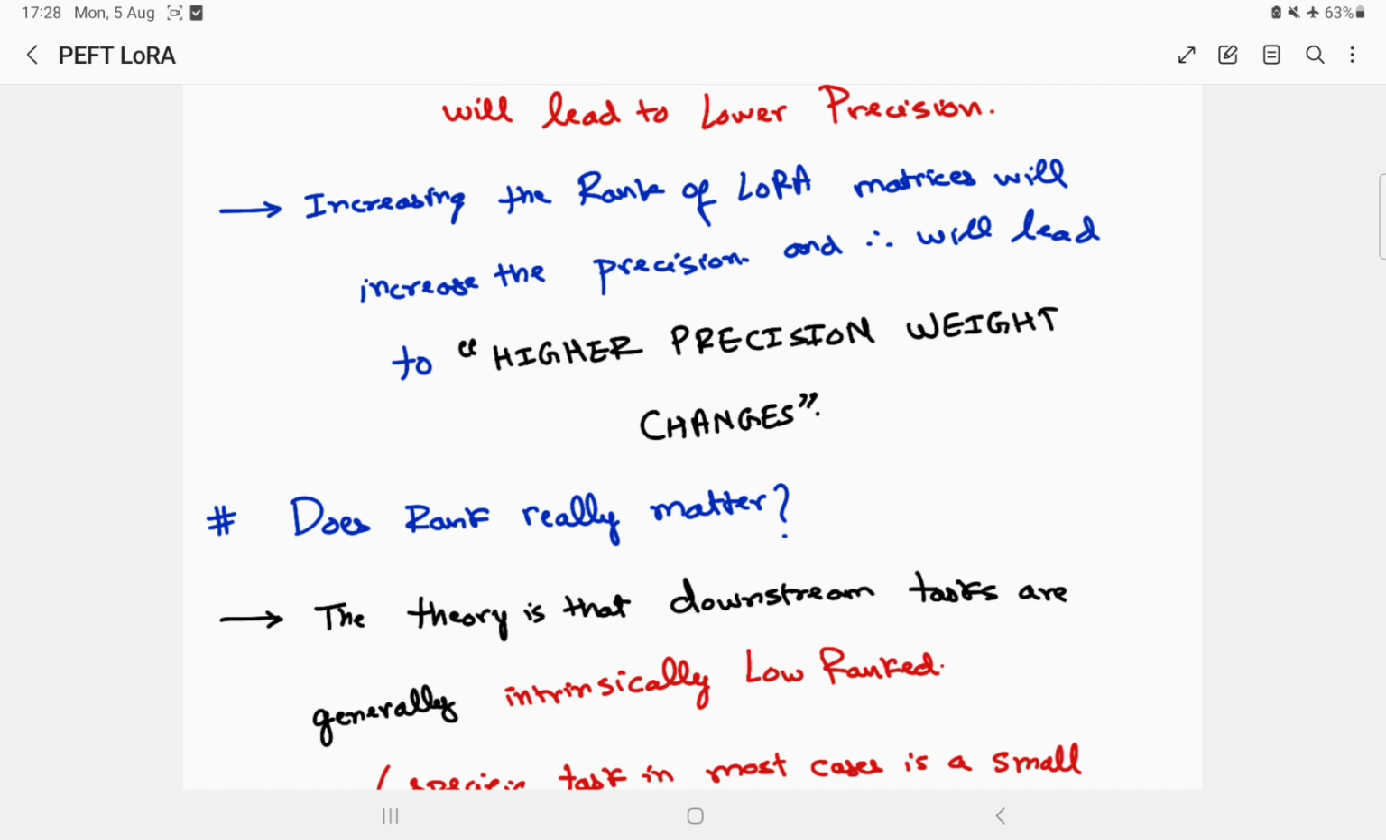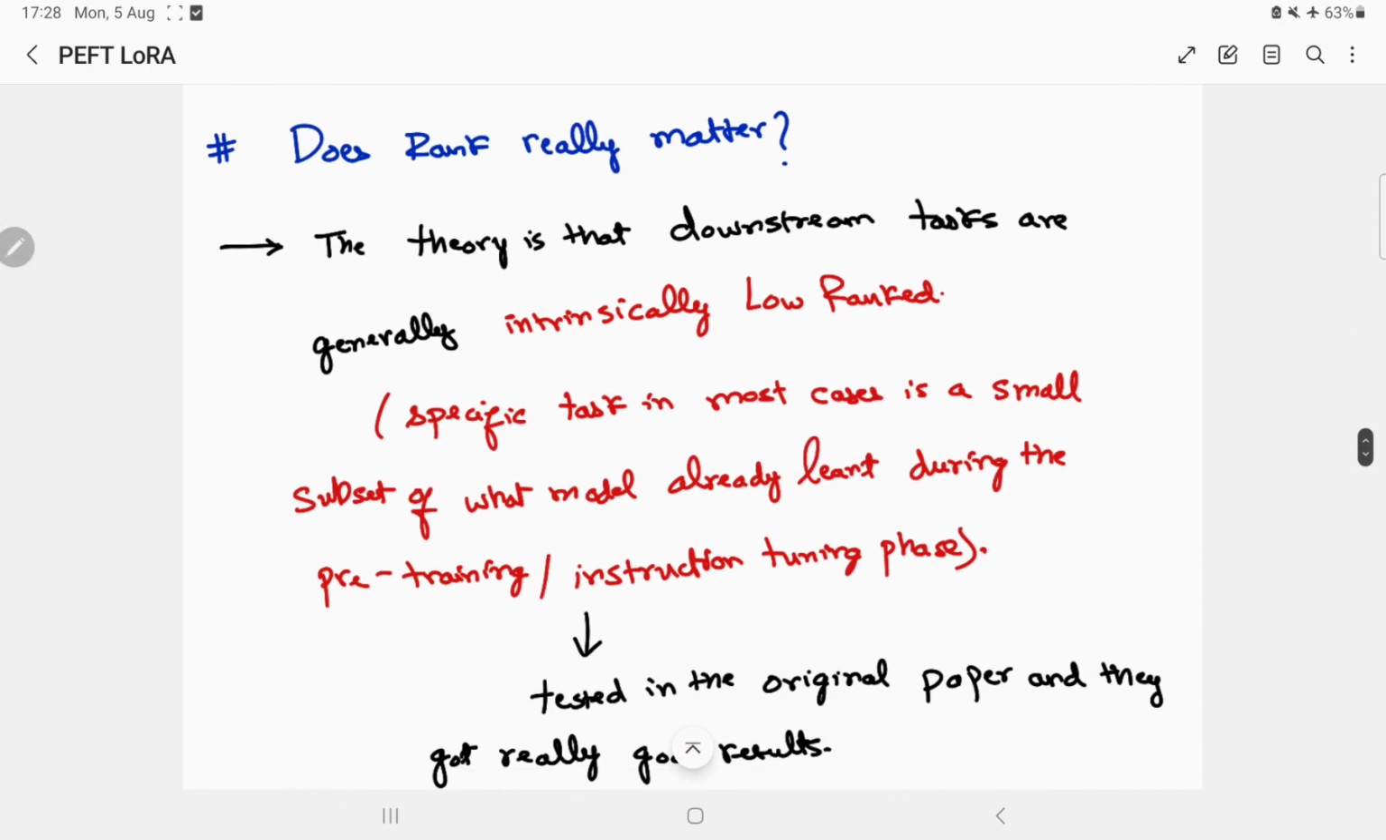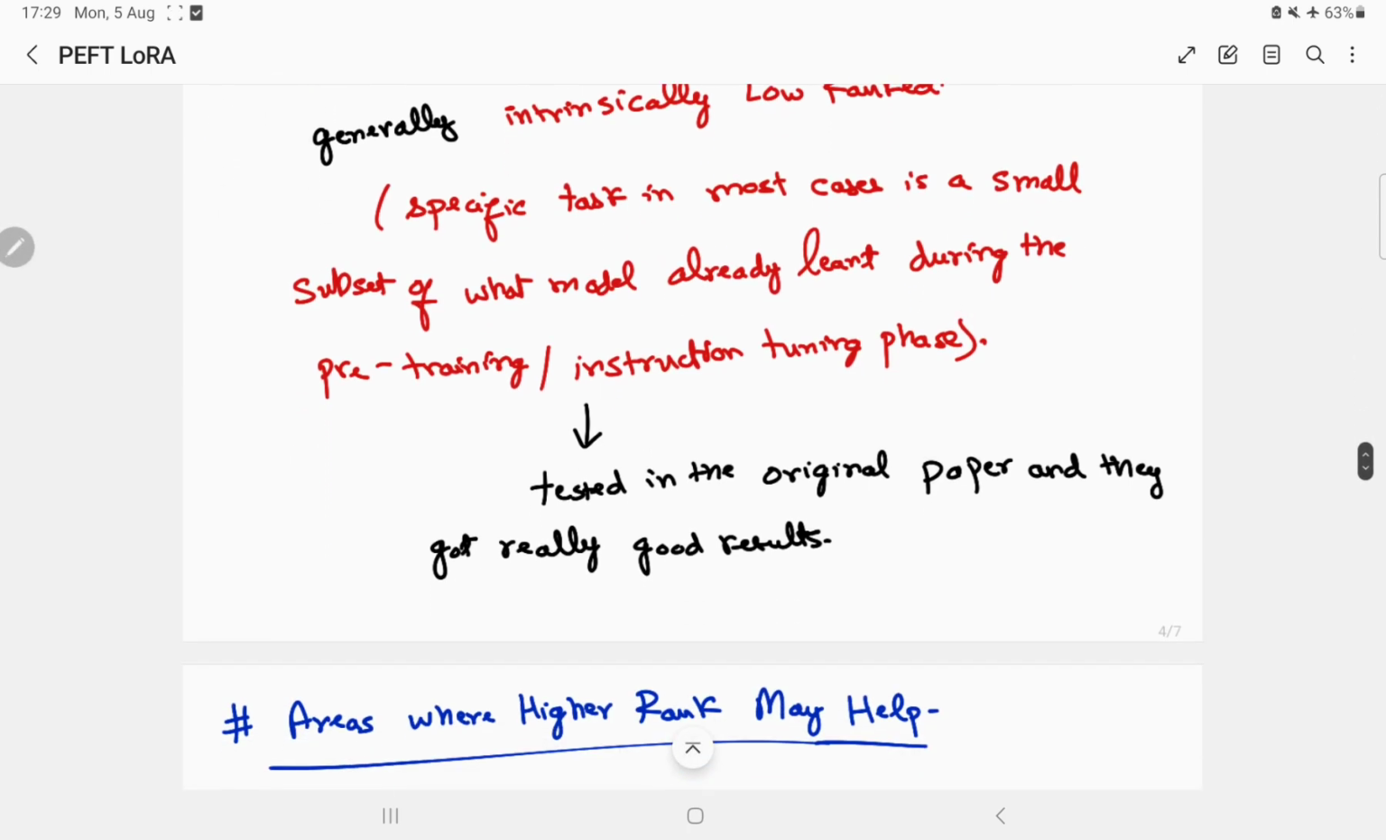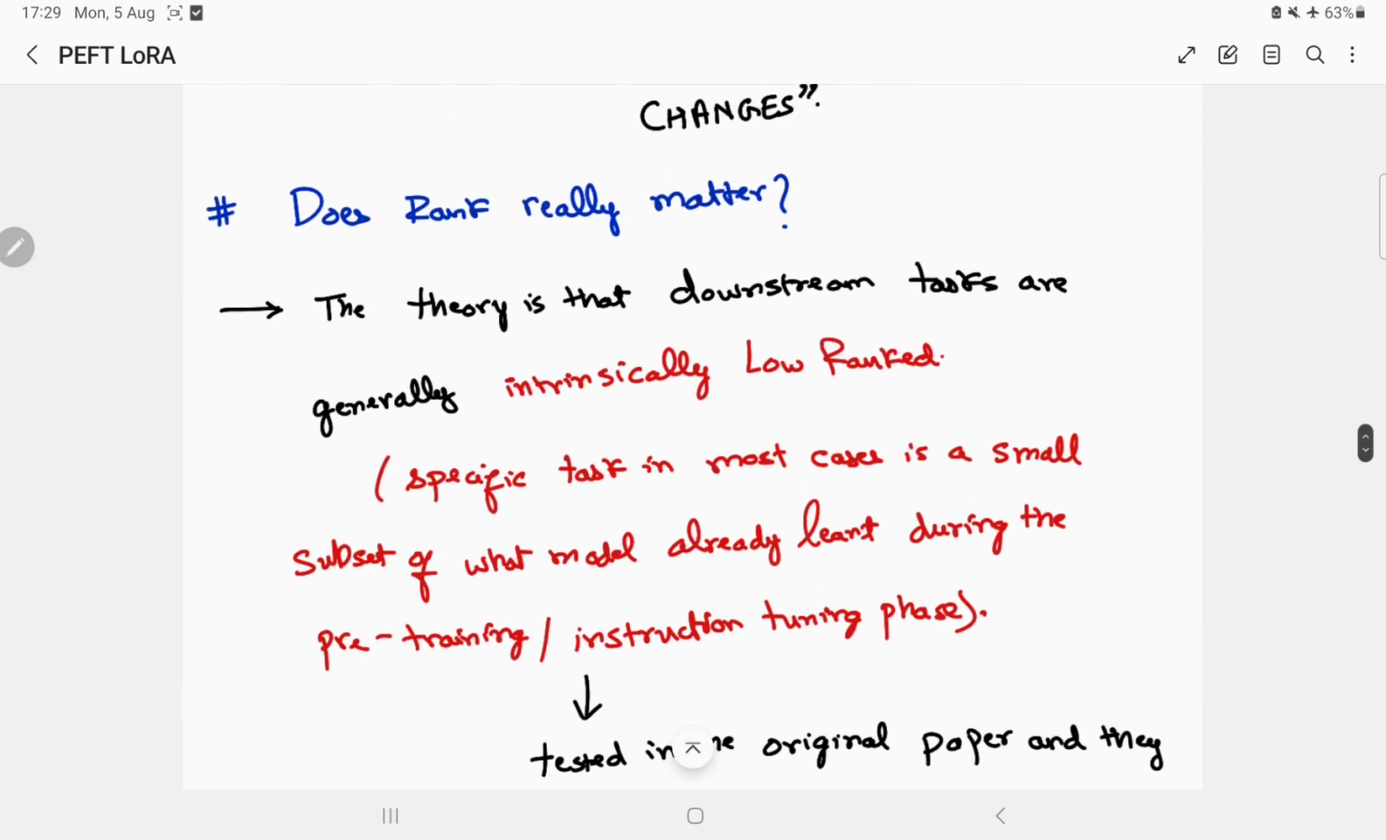Now the question that you might ask is, does rank really matter? So yes, rank matters. The theory is that the downstream tasks on which you are trying to do some sort of fine tuning are intrinsically low rank. That's what they found out in the paper, because the specific task in most cases is a small subset of what the model has already learned during the pre-training or the instruction tuning phase, right? And this hypothesis was tested in the original paper and they got really good results. So long story short, the downstream tasks that you are trying to fine tune on are intrinsically low rank, and therefore this particular hypothesis of injecting the product of two low rank decomposable matrices works very well in practice.